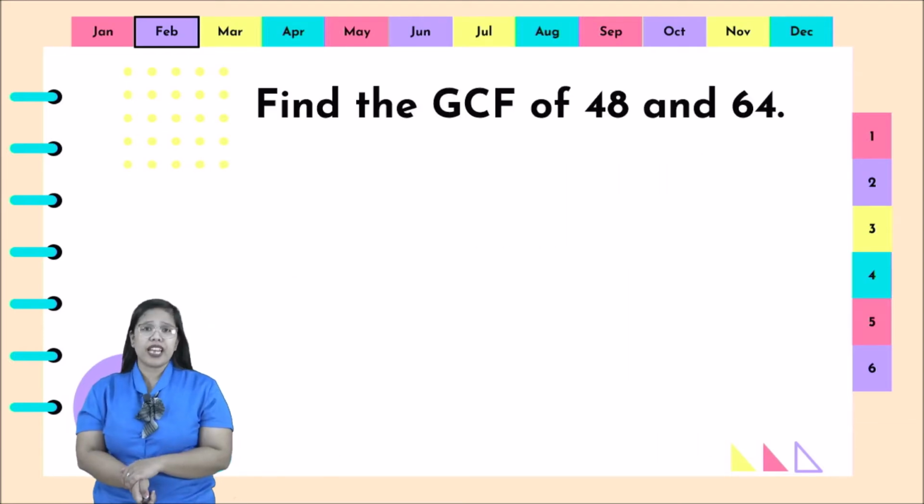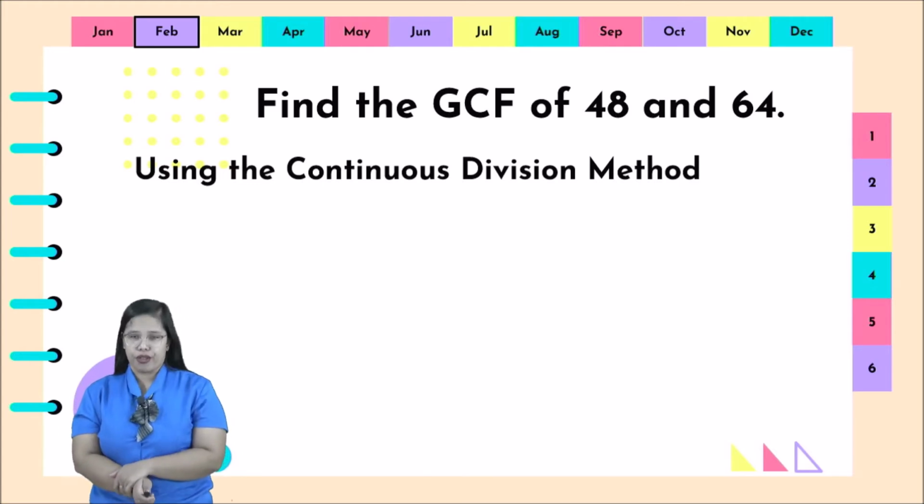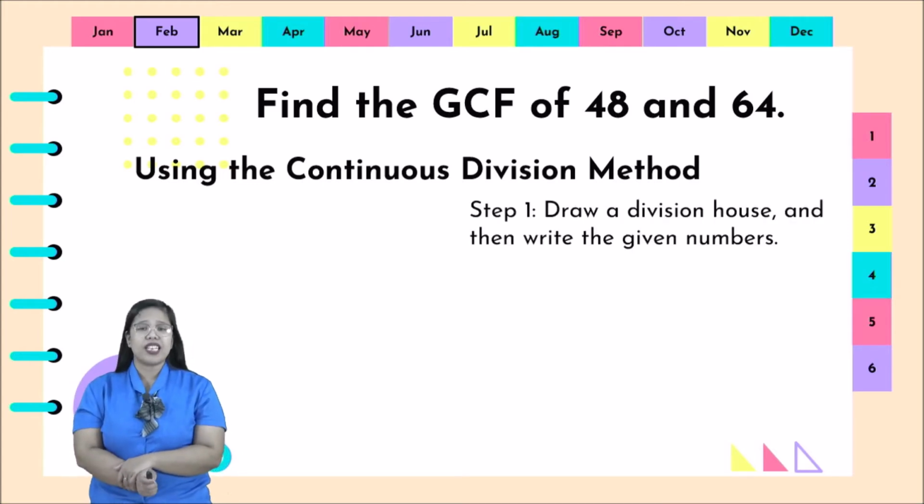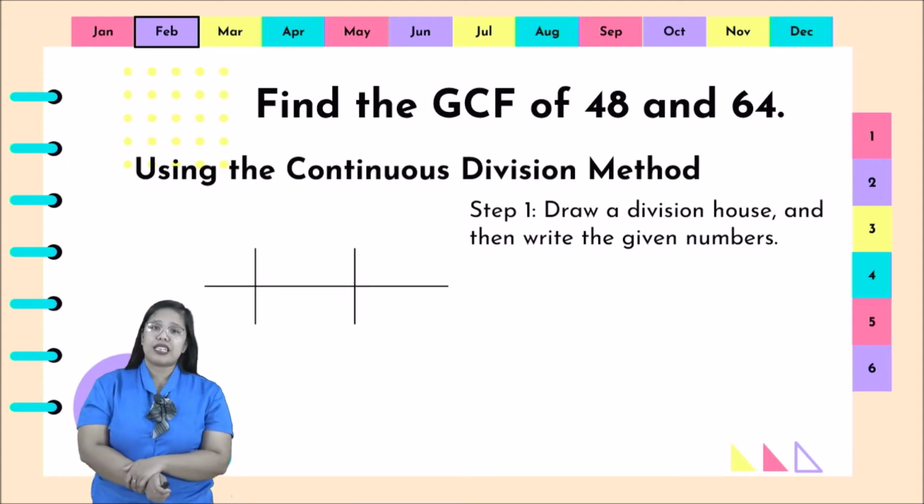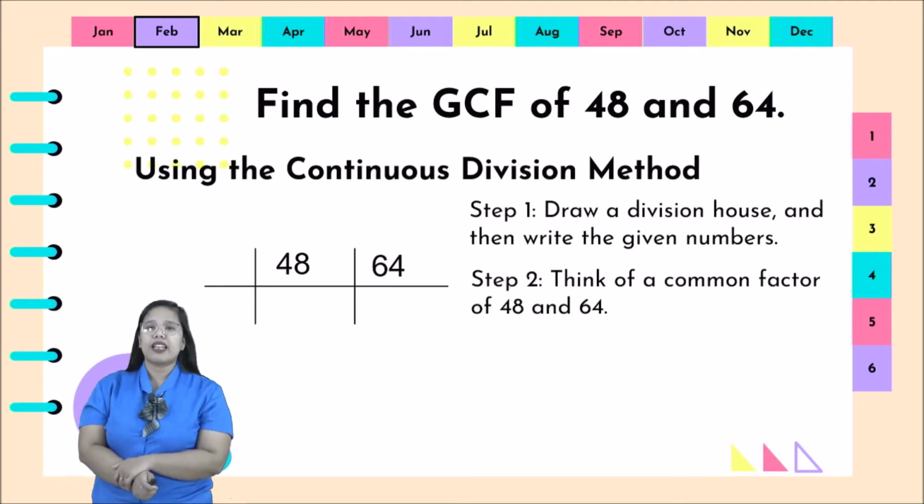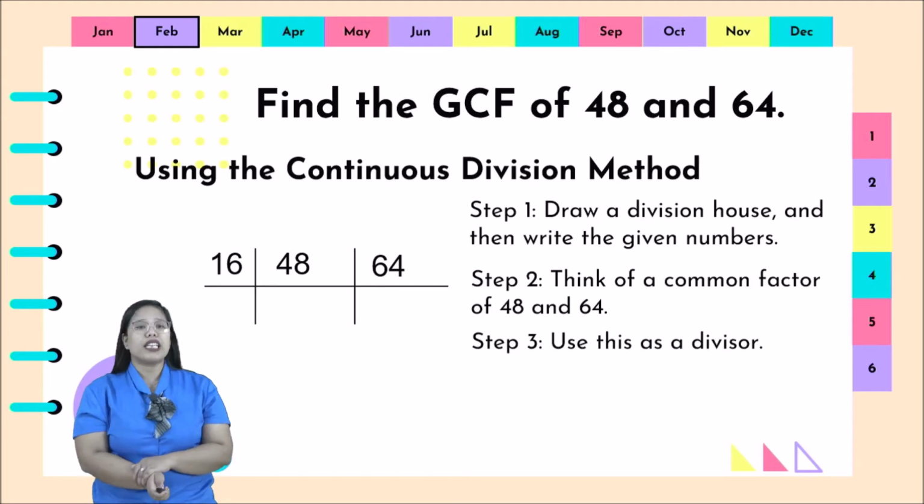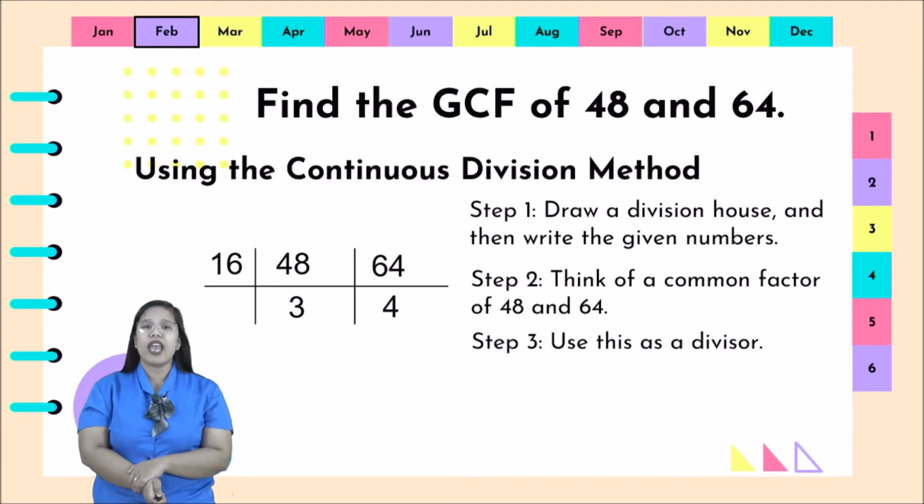Next one, we need to find out the GCF of 48 and 64 by using the continuous division method. Again, draw a division house and then write the given numbers. So this is the division house, and 48 and 64, we need to write them. And then for the second step, we need to think of a common factor of 48 and 64, which is 16. And it will be used as a divisor. So 48 divided by 16 is 3. And 64 divided by 16 is 4.